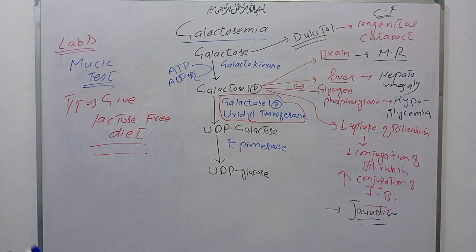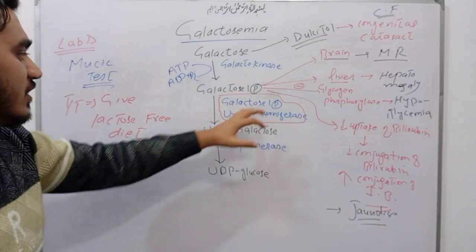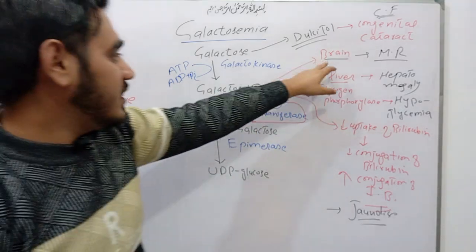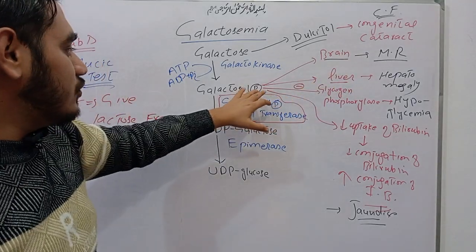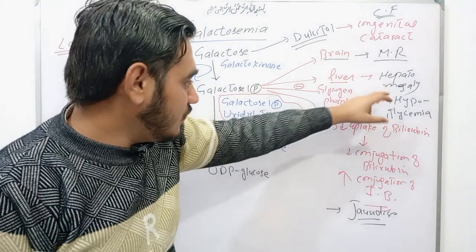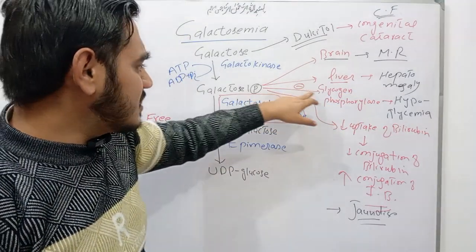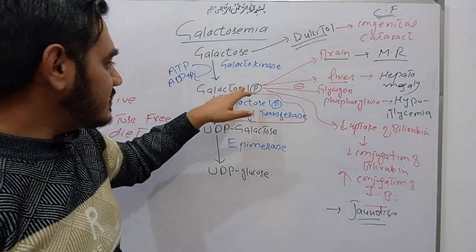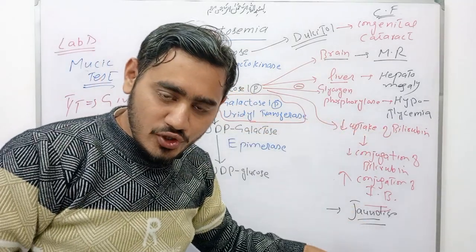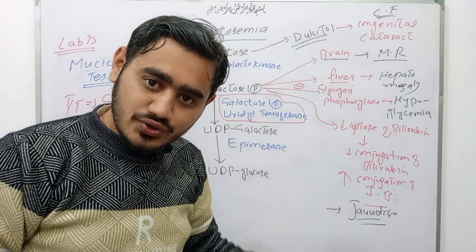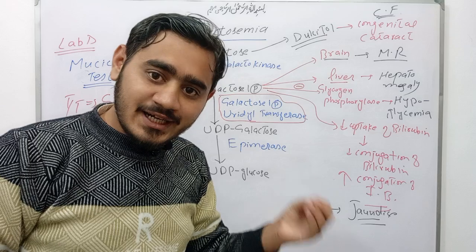So dear friends, this is all about galactosemia. There is the metabolism of galactose, and a deficiency of this enzyme. It causes the accumulation of galactose 1 phosphate in the brain, which causes mental retardation, and galactose 1 phosphate in the liver causes hepatomegaly, meaning enlargement of the liver, and it inhibits glycogen phosphorylase enzyme and causes hypoglycemia. And this is responsible for the decreased uptake of bilirubin by liver cells and decreased conjugation of bilirubin by liver cells, and it leads to increased indirect bilirubin.